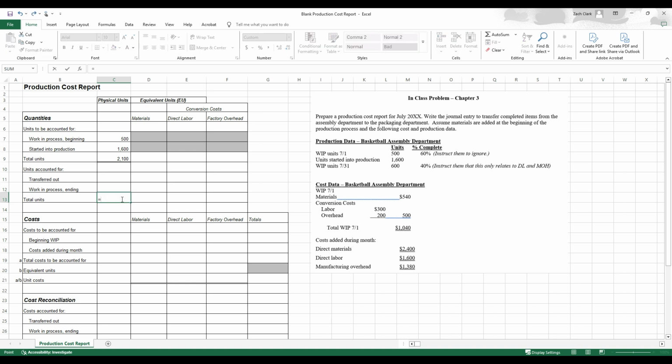And then you could just kind of take this down to the bottom cell here. So total units here should equal total units here. So we're just accounting for whether those units are still in WIP at the end of the month or were transferred out. And so we kind of can back into that information because it tells us here that there were 1,600 units started into production.